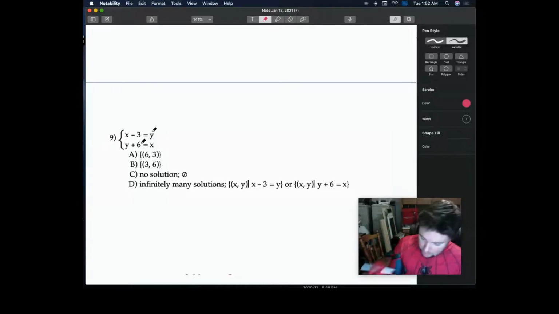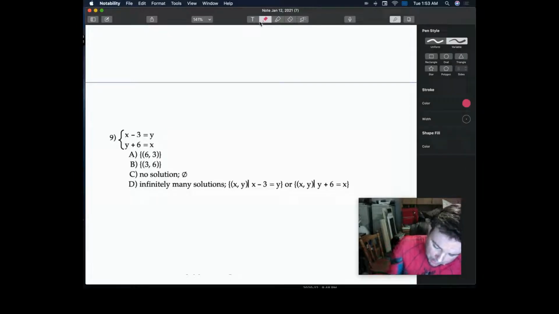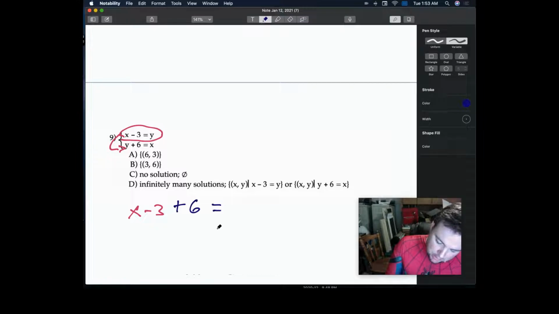Okay, so let's look at this one now. This is interesting because we have both of these equations with isolated variables. We have y isolated here, and here we have x. So it's your choice. What we're going to do is take this y value and plug it in here. I looked at the top one and said I'm going to plug the top one into the bottom one. If you'd rather reverse that, that's up to you.